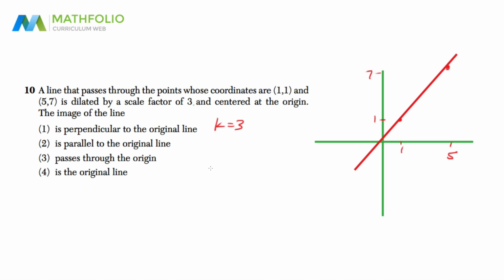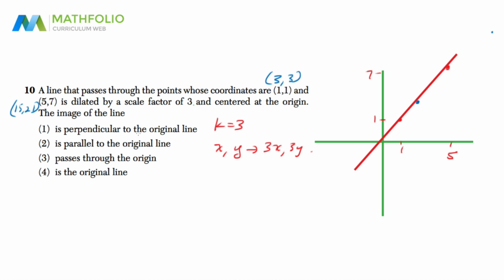So let's think what happens when we dilate with a scale factor of 3. It means k equals 3, which means that our x comma y becomes 3x comma 3y. So this point 1, 1 becomes 3 times 1, 3 times 1, so 3, 3, and the other point, 3 times 5 is 15, comma 21. These are the new points. It's very hard to plot this because I don't have a lot of room, but 3, 3 might be somewhere like here, and 15, 21 is all the way out here somewhere.